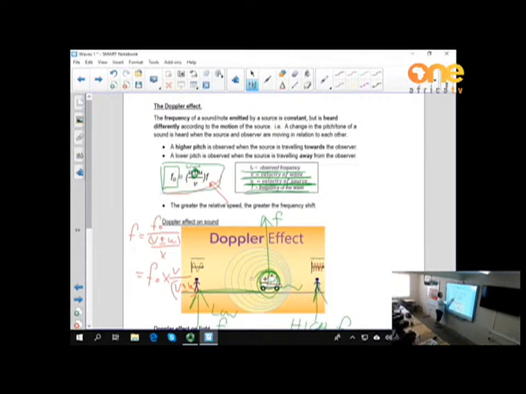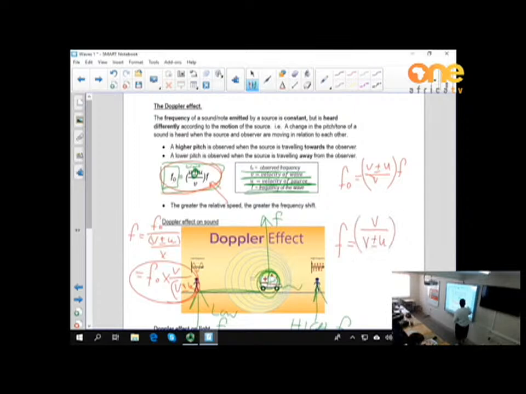Because when you look at this formula and this one rapidly, you have over here, observed frequency is equal to V plus or minus U over V times F. And the other one over there, we have F is equal to V over V plus or minus U times the observed frequency. It's not two different formulas. It's just a different part that has been made the subject of the formula.